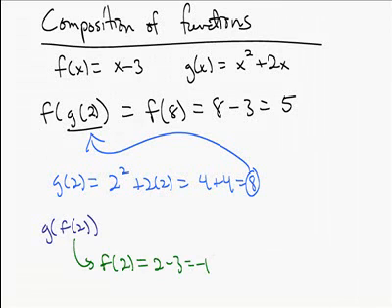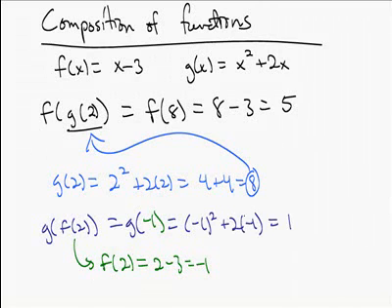And so g of f of 2 is going to be g of that -1. What does that equal? Well, g says to square that plus 2 times that amount. So we get -1 squared is 1, plus 2 times -1 is -2, which is 0. Notice we get two different things when we take f of g of 2 and g of f of 2.